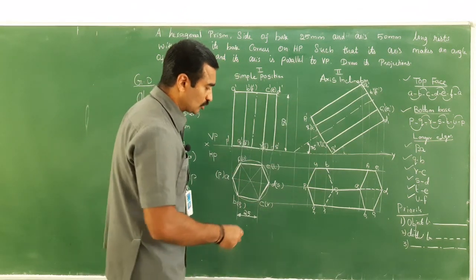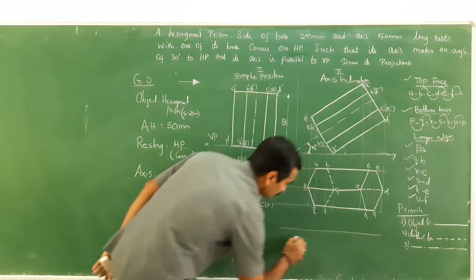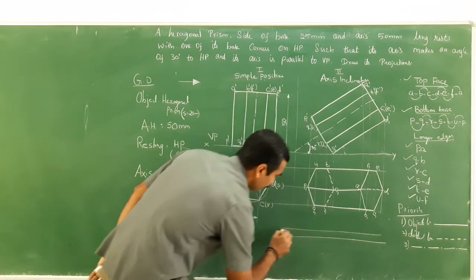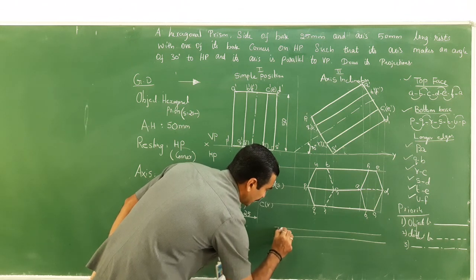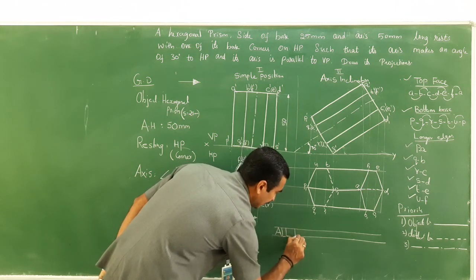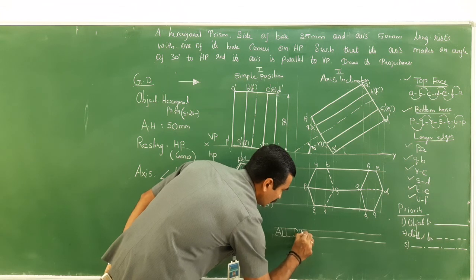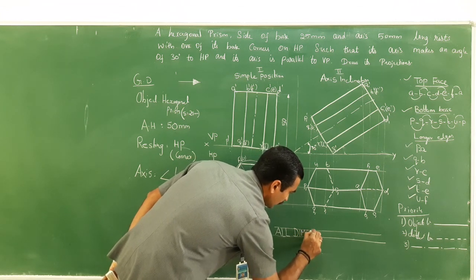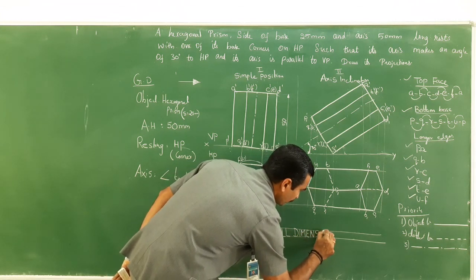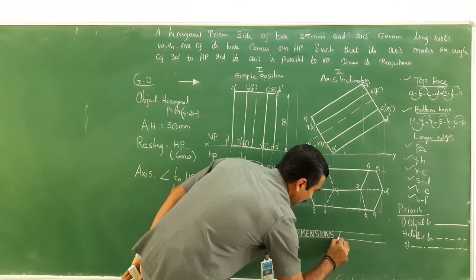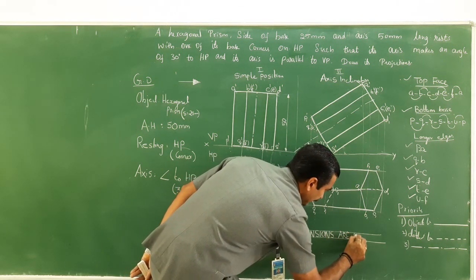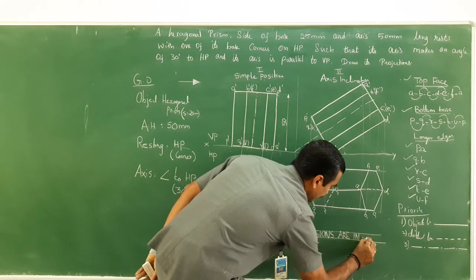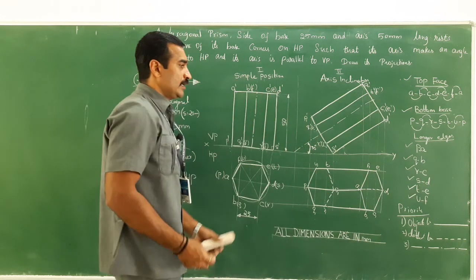Next, what do I have to do? I have to add the note within the guideline of 5 mm. I need to specify the dimension units, whatever I consider. That is, all dimensions are in mm. Mm should be lowercase, that is small letter.